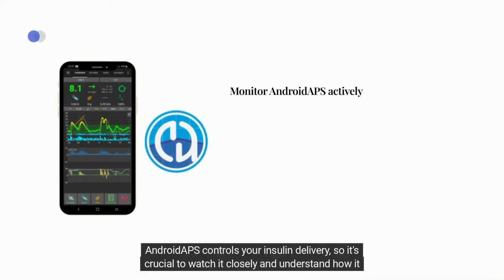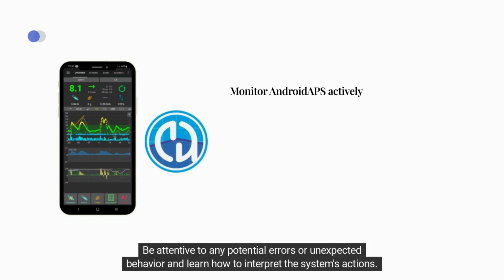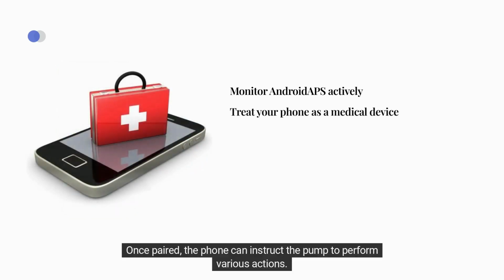AndroidAPS controls your insulin delivery, so it's crucial to watch it closely and understand how it works. Be attentive to any potential errors or unexpected behavior and learn how to interpret the system's actions. Once paired, the phone can instruct the pump to perform various actions.